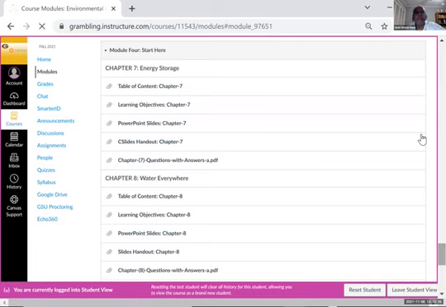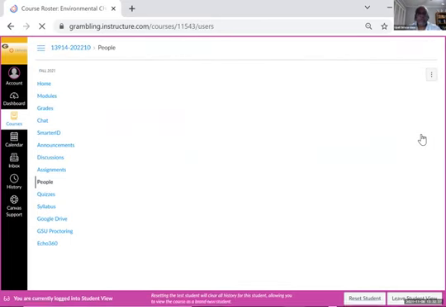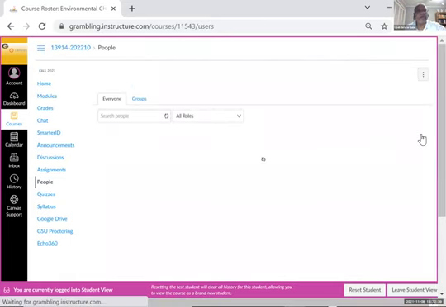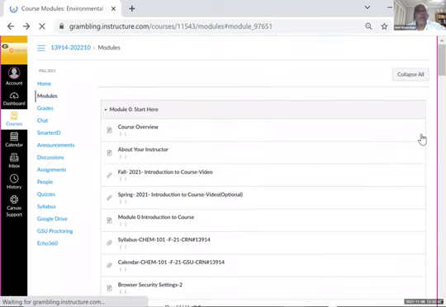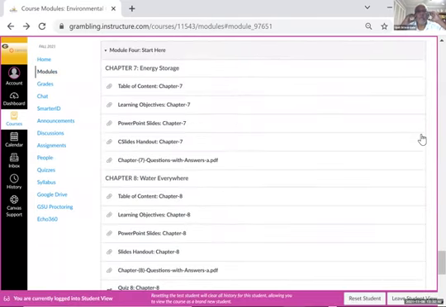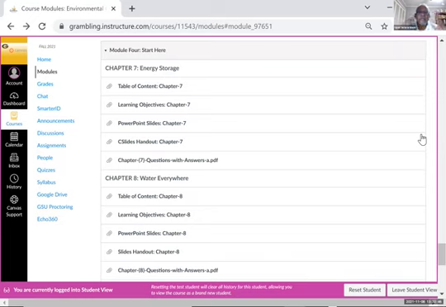If you look at module 4, okay, that went in somewhere. Module 4. We're going to cover chapter 7, which is on energy storage, mainly batteries and battery powered vehicles, anything to do with batteries, energy storage. And chapter 8, we're going to cover about water.